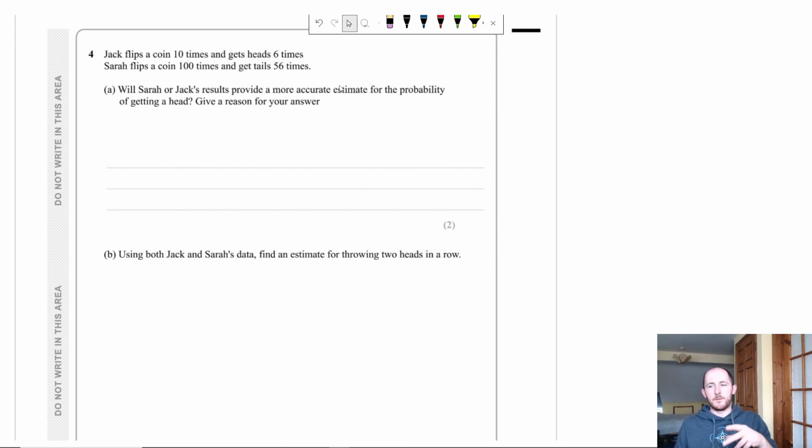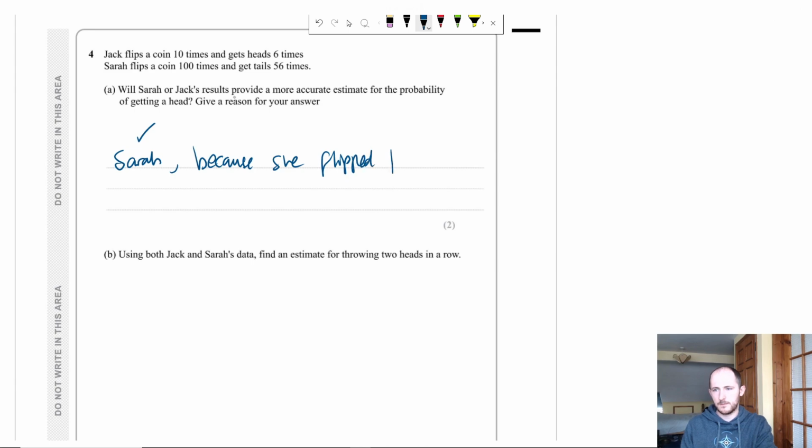Okay? So, if they ever ask you how they can improve the estimate, all you have to do is say, do more trials. So in this case, Sarah, which is 1 mark, assuming you give an answer, you can't just guess, obviously, because she flipped the coin more times. Right? The other way you can word this is that there was a greater number of trials. Whatever you want, okay? Just, she did it more. That's the kind of idea here, okay?